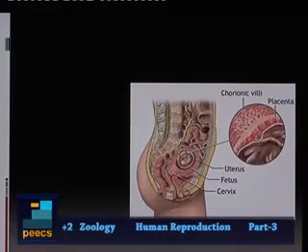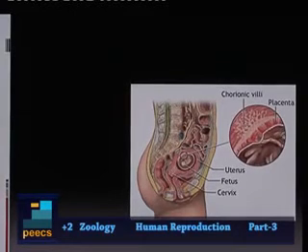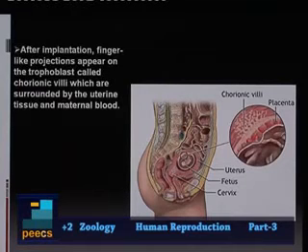Now, after implantation, what is the next step? After implantation, you can see some finger-like structures arise from the portion of the embryo, and these finger-like structures are named chorionic villi. Chorionic villi will further be surrounded by the uterine tissue as well as the maternal blood.